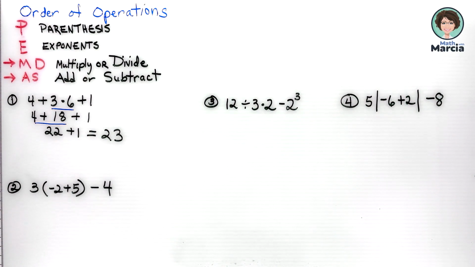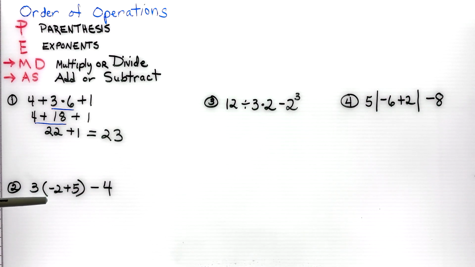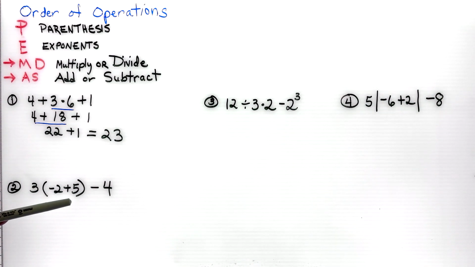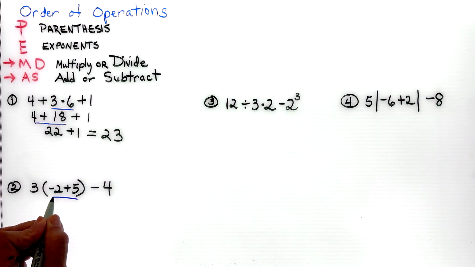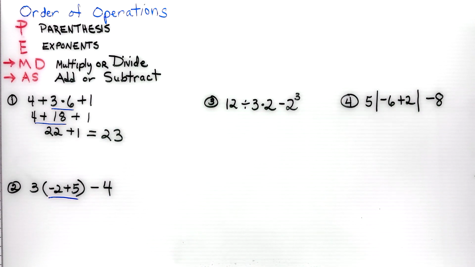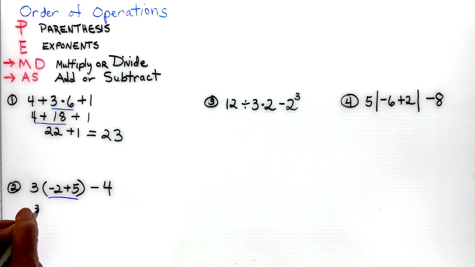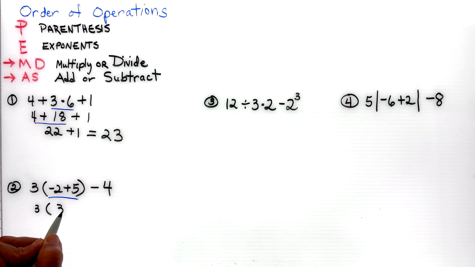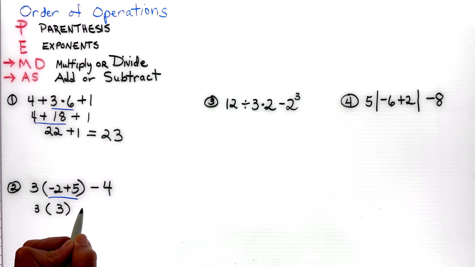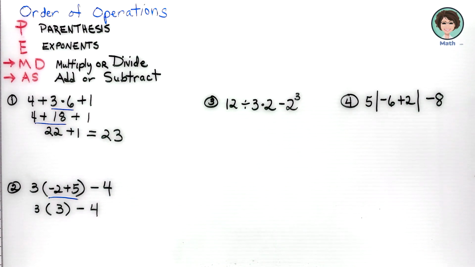For number 2, you will see that we have 3 times the quantity, because whenever a number is near a parentheses, that means multiply, -2 plus 5 minus 4. So parentheses comes first in our listing. I am underlining it, and I will do the work in the parentheses first. Bringing down the 3, so in the parentheses, a -2 plus 5 is 3. And we end up with just bringing down our subtract 4.